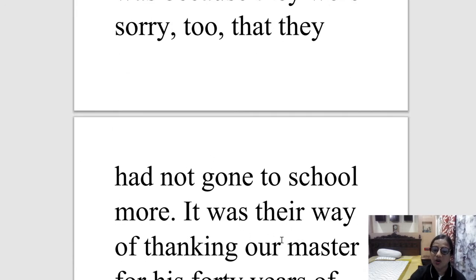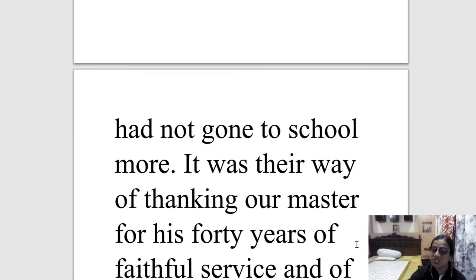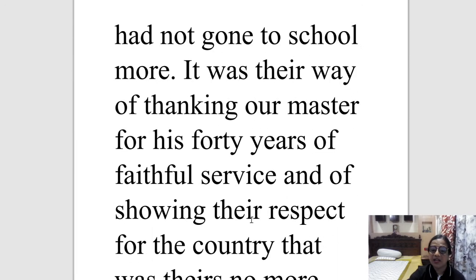It was their way of thanking our master for his 40 years of faithful service and of showing their respect for the country that was theirs no more.